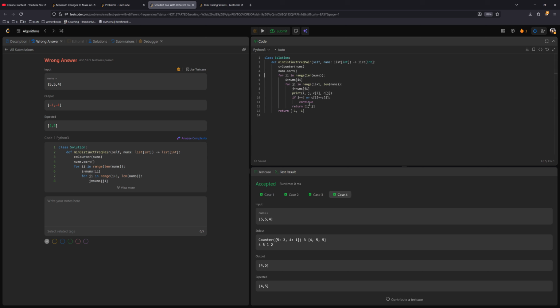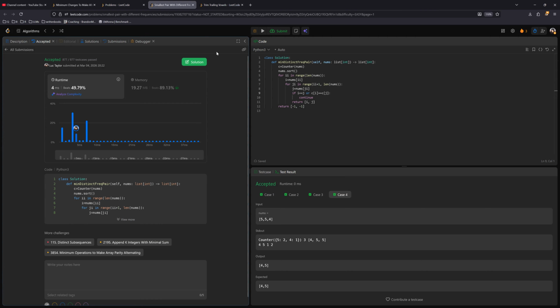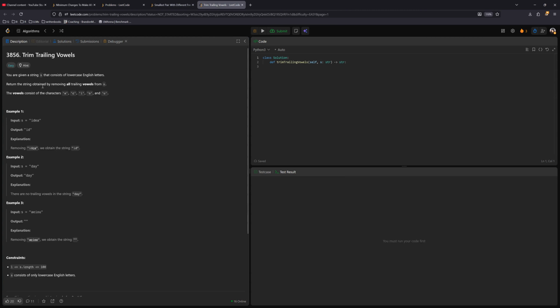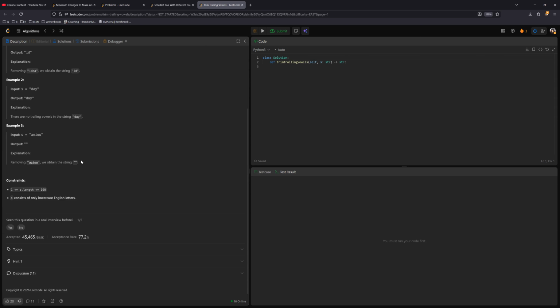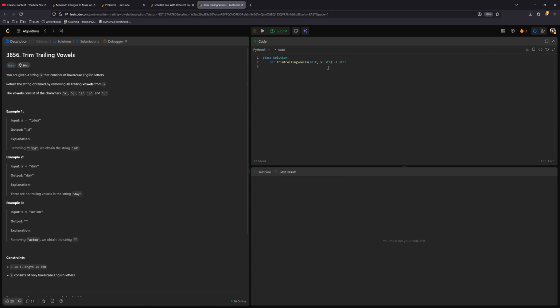Alright. Can't change horses in midstream, right? Okay, that sucked. Okay, Leetcode 3856. Trim trailing vowels. You're given a string S that consists of lowercase English letters. Return the string obtained by removing all trailing vowels from S. A, E, I, O, U. Okay. Well, gotta get rid of all of them.